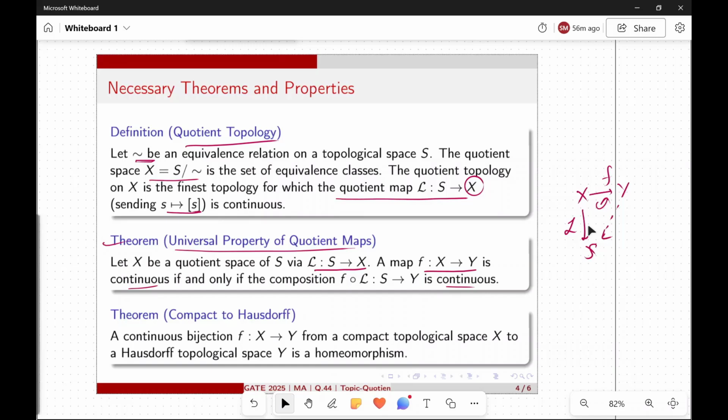The second theorem is that under certain conditions, a closed map becomes a quotient map. That is to say, we have a continuous bijection f from X to Y, from a compact topological space X to a Hausdorff space Y. That is, the domain is compact and the codomain is Hausdorff. In that case, we can directly say that f is a homeomorphism, as well as a quotient map. So these are the theorems which we are going to use. Now let's see the solution of the problem.